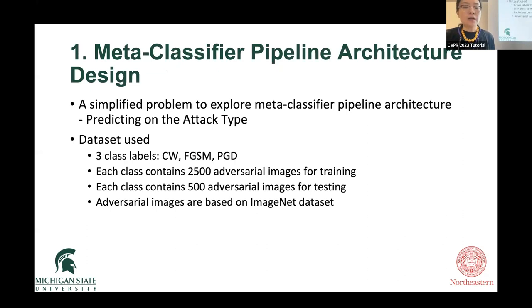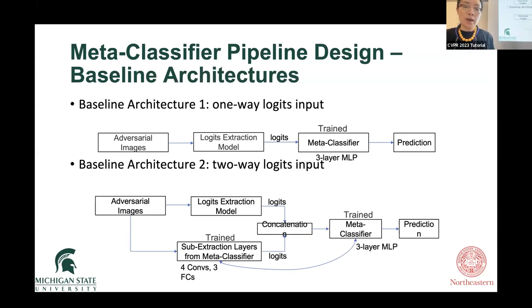First of all, to answer the first question, we explore the meta classifier pipeline architecture design. We start with a simplified problem. We want to design the meta classifier to predict the attack type. So we generated a small data set with three types of attacks: CW, FGSM, and PGD. Here we compare two baseline designs. The first one uses only one-way logit inputs. The logit extraction model here is a pre-trained model.